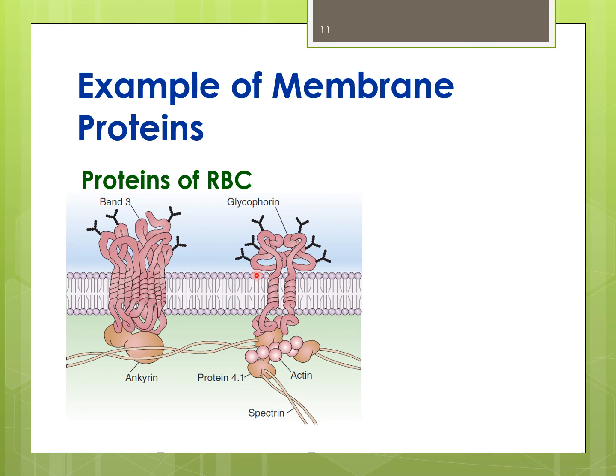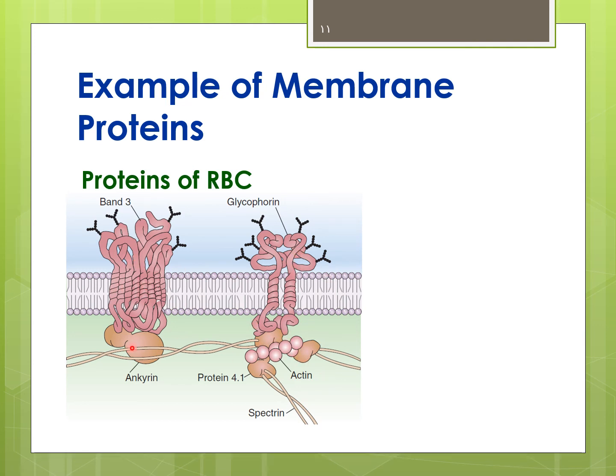Here we see the proteins present in the cell membrane of the RBC. We have two important integral proteins, the first called band 3 and the second called glycophorin. Both of them are integral proteins because they span the cell membrane. Band 3 spans the cell membrane many times, more than 7 or 8 times.